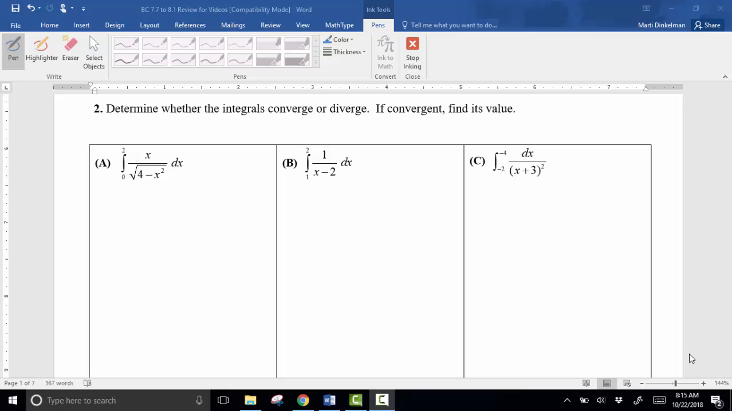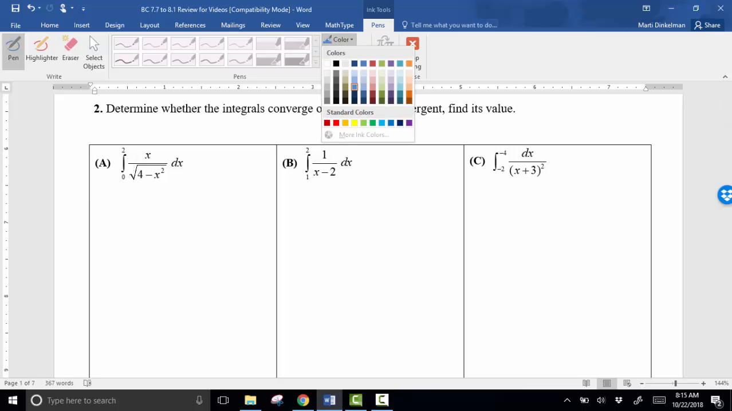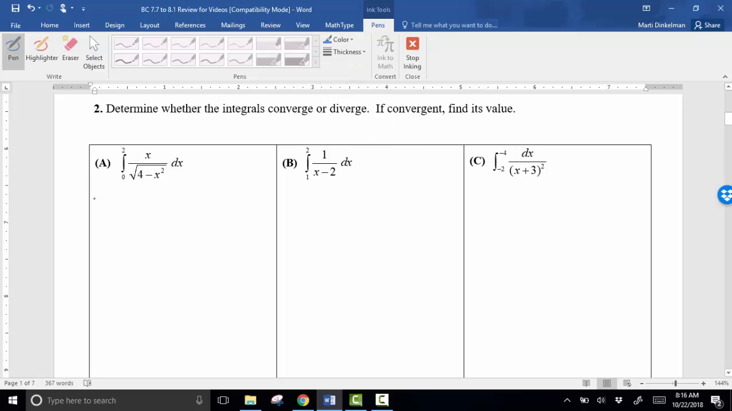Okay. So on this first one, I think we're going to do u sub. So let's have u equal 4 minus x squared, and then du will be negative 2x dx. We solve for dx here. We get du over negative 2x. And let's see what our integral turns out to be.